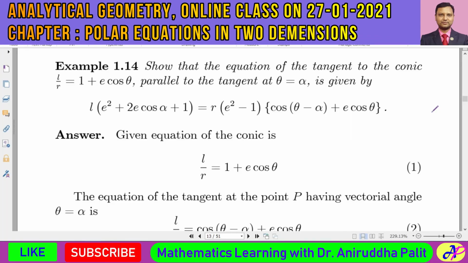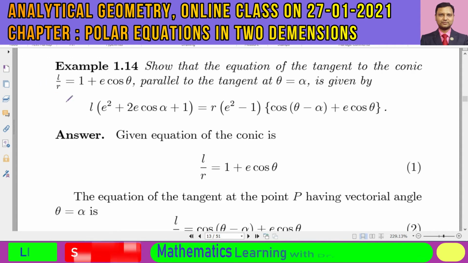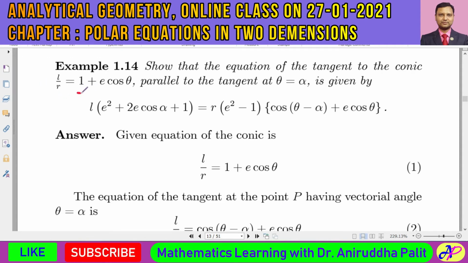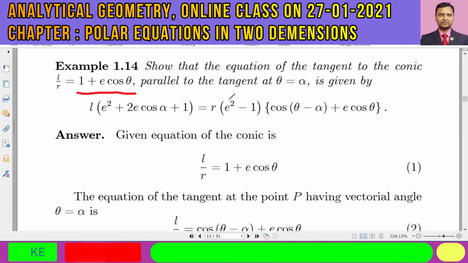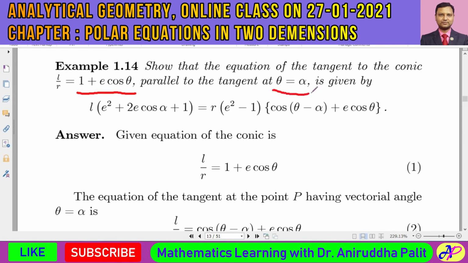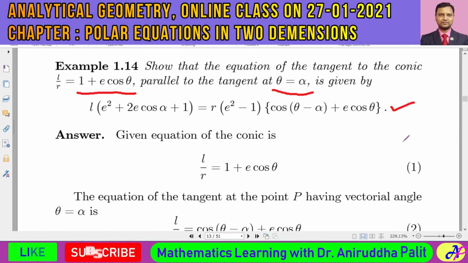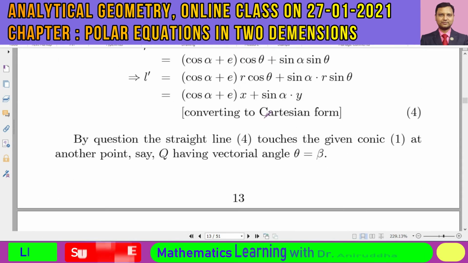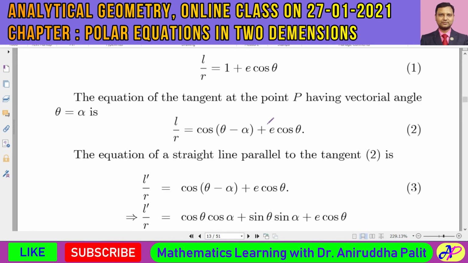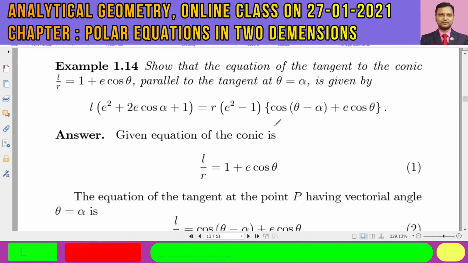So the equation of the tangent to the conic l by r equals 1 plus e cos theta, parallel to the tangent at theta equals alpha, is given by this type of relation. What is this? Let us try to draw a figure because no figure is drawn here. Let us try to explain this problem by drawing a figure.